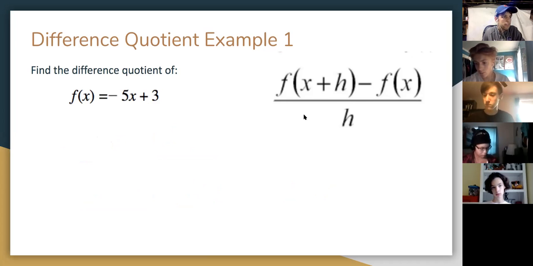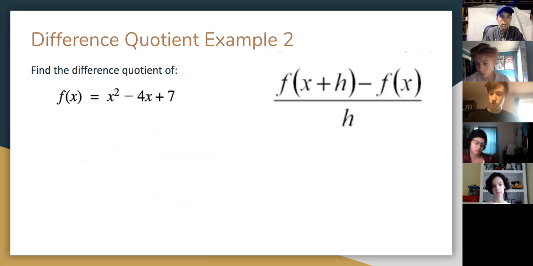Still getting the hang of this. Okay, so here we go. Second example, we got a quadratic equation. f of x is equal to x squared minus 4x plus 7, and we're going to evaluate a difference quotient again. So I'm gonna write it all out. Feel free to get ahead of me if you want.